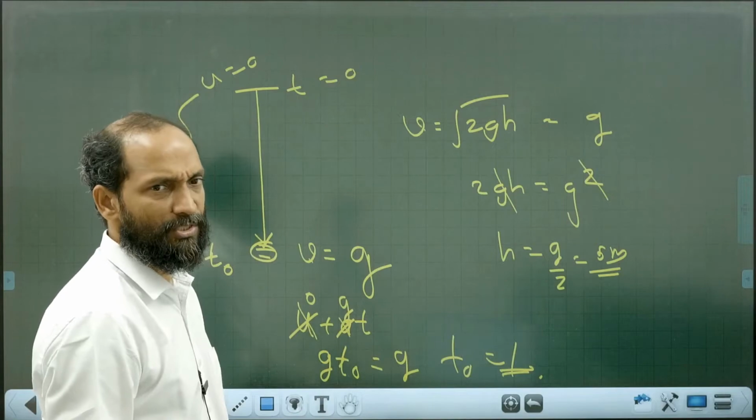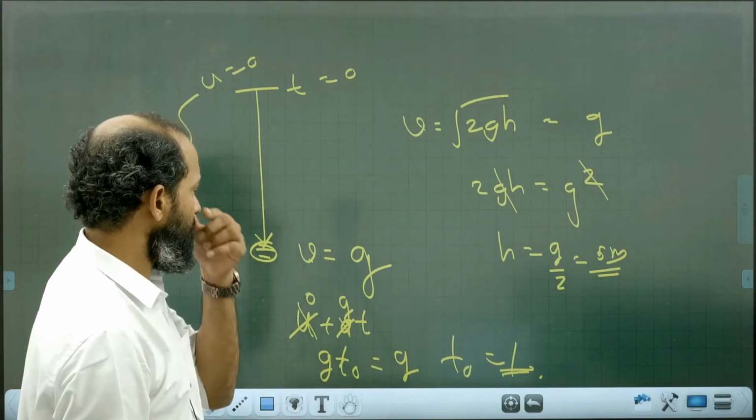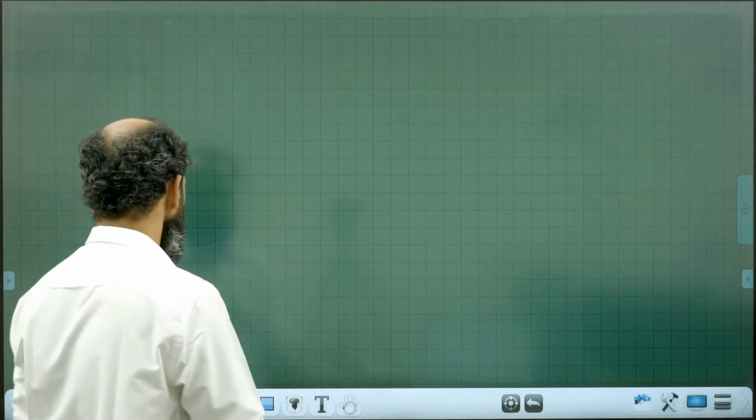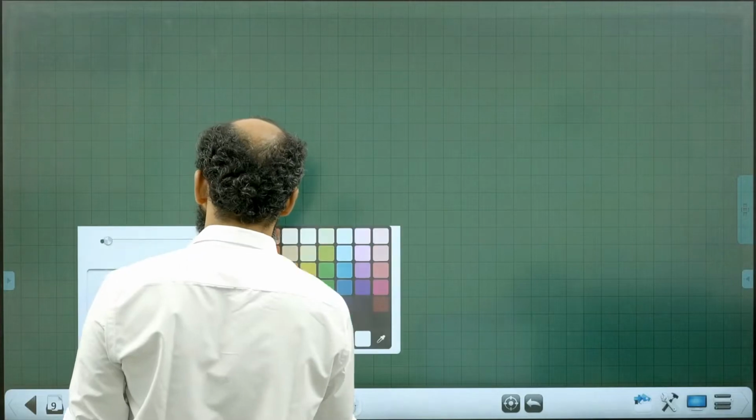These types of questions are very important for kinematics, motion under gravity. It can also be applied to straight-line motion, not only to a gravitational field. Anyway, sign conventions are very important, students.